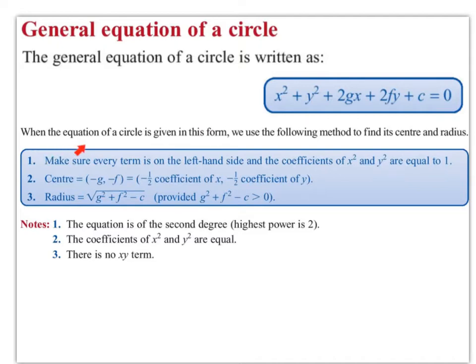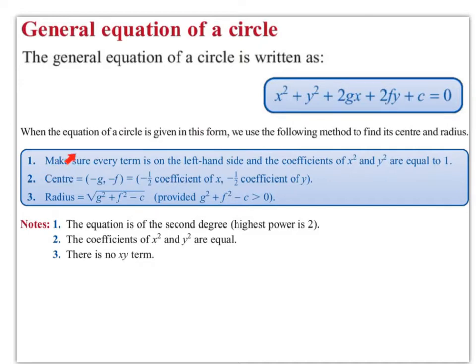Number 1. Make sure every term is on the left-hand side and the coefficients of x squared and y squared are equal to 1. So basically that you've got x squared plus y squared at the front, so you don't have 2x squared plus 2y squared or 4x squared plus 4y squared and so on. Although if you did, for example, have 2x squared plus 2y squared, etc., you would just divide everything by 2 so that you end up with x squared plus y squared.